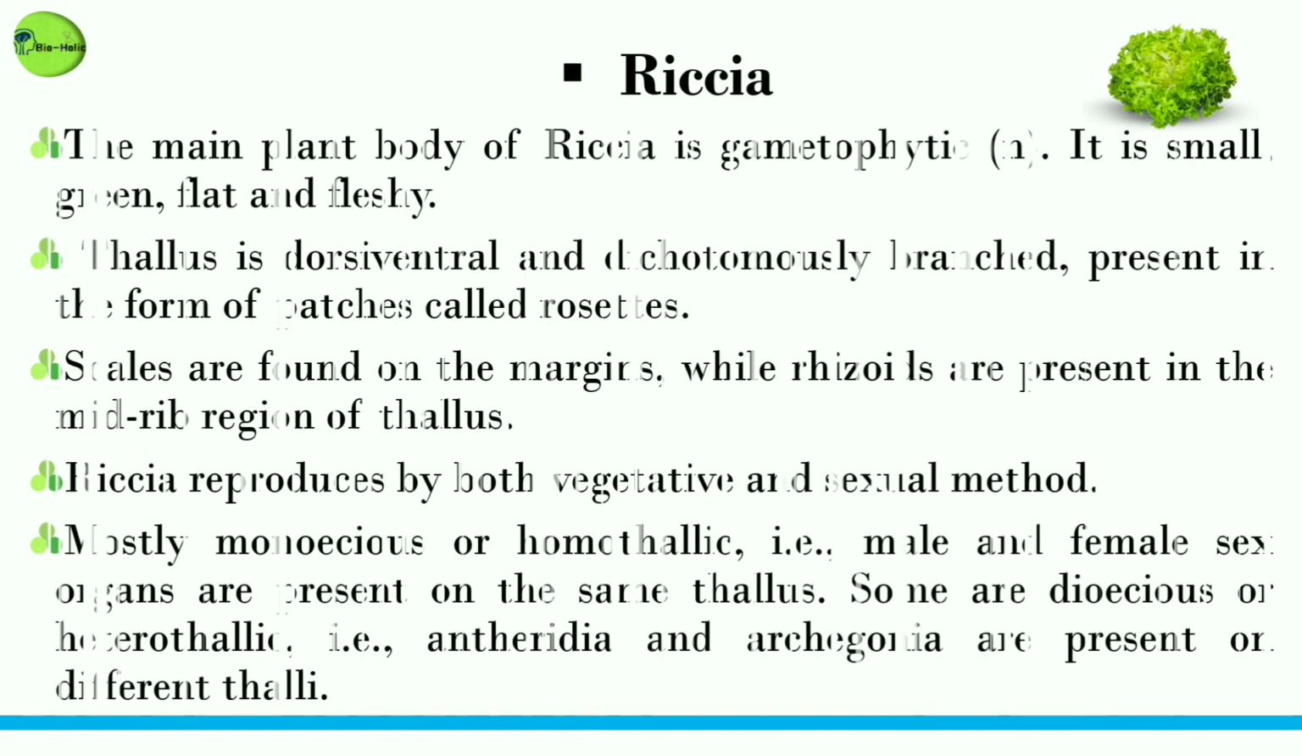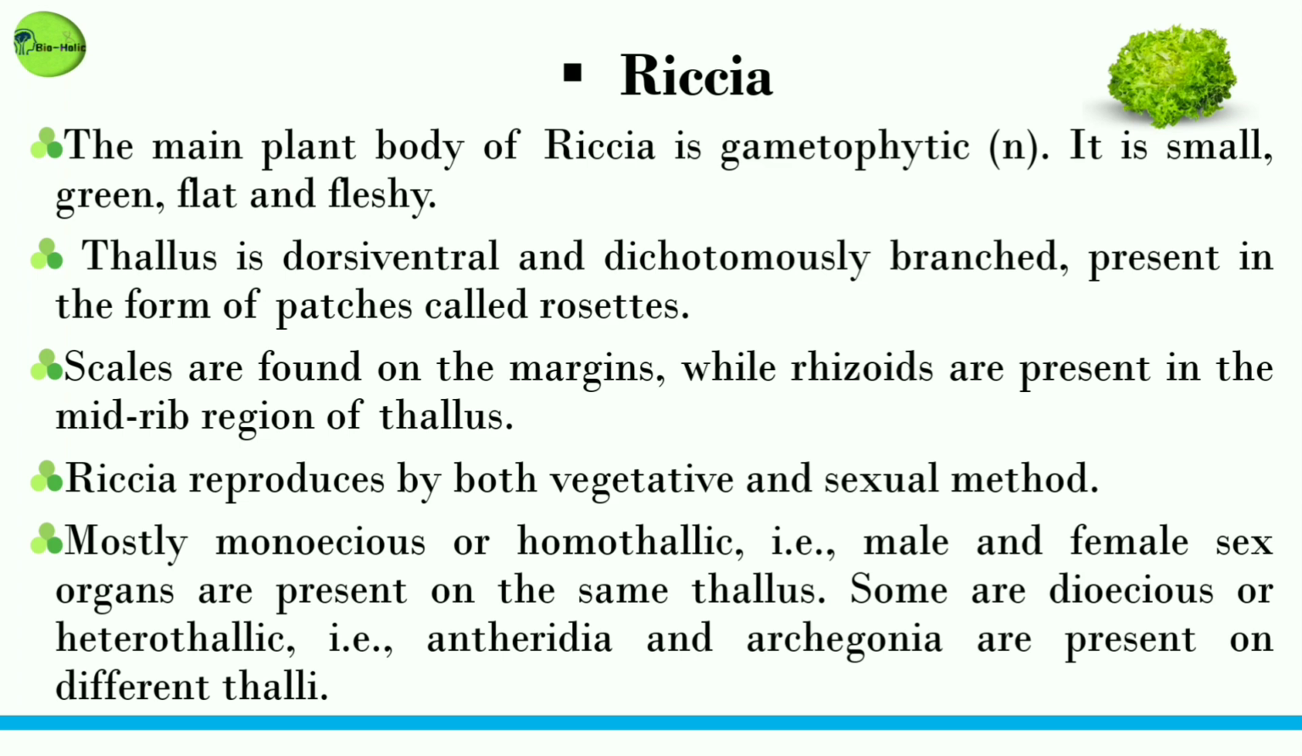Next is Riccia. The main plant body of Riccia is gametophytic, which is small, green, flat and fleshy. Now the thallus is dorsoventral and dichotomously branched, and the thalli are present in the form of patches, which are known as rosettes, and scales are found on the margins, while the rhizoids are present in the mid-rib region of the thallus. These rhizoids are unicellular and unbranched, and are of two types: smooth rhizoids and tuberculate rhizoids, and these rhizoids help in fixation.